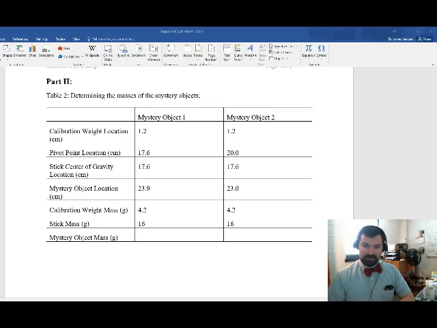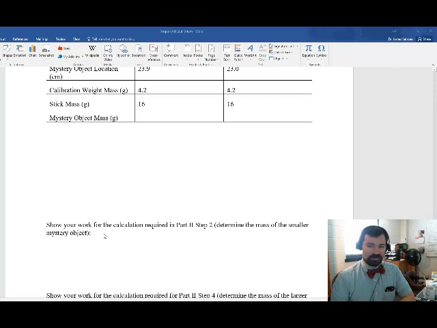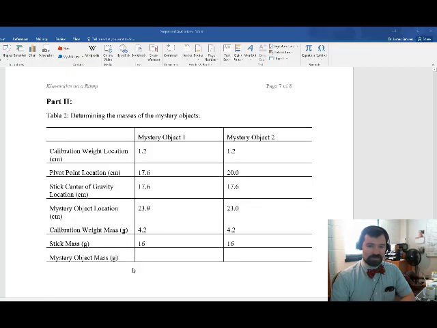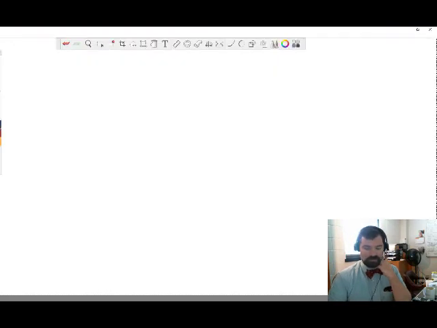Now that we've obtained the mass for the stick, we can determine the mass of each of the two mystery objects, and we're going to do each of those in turn. So we'll start with mystery object number 1. You'll recall that we placed the fulcrum, the pivot, at the same place as the center of mass for the stick for this one. So this calculation is actually pretty straightforward. We're basically determining the mass of the smaller mystery object. In fact, it's pretty similar to the one that we've already done.